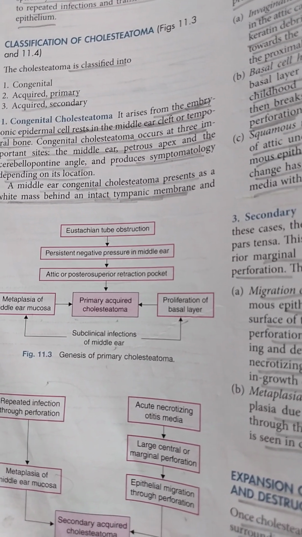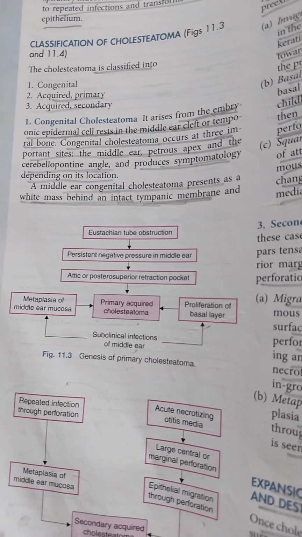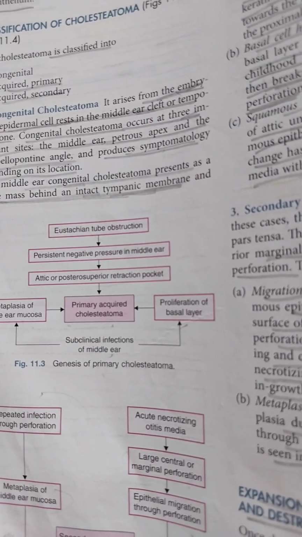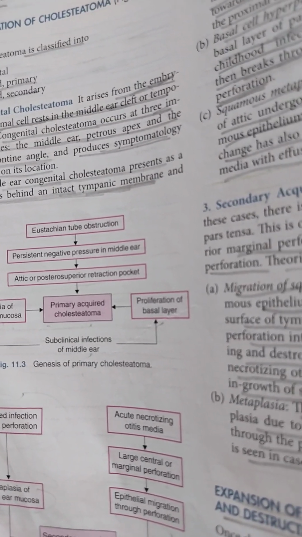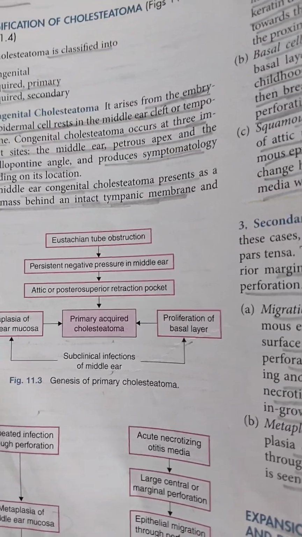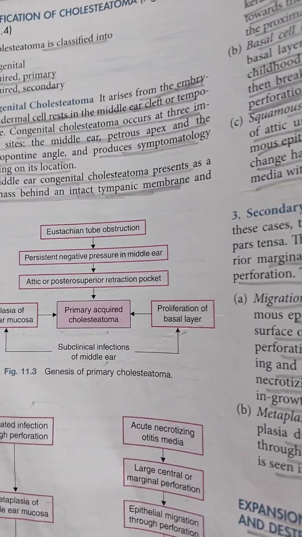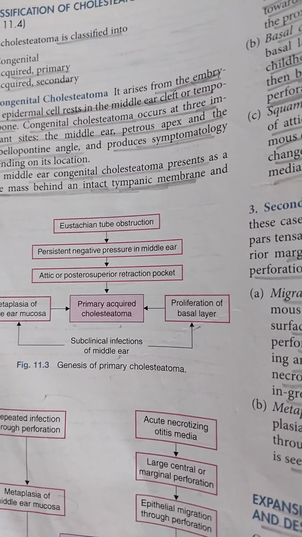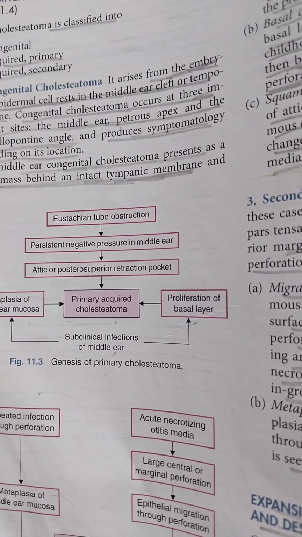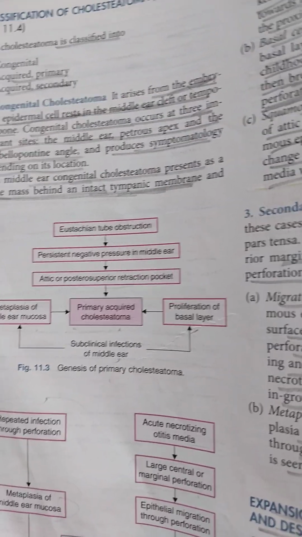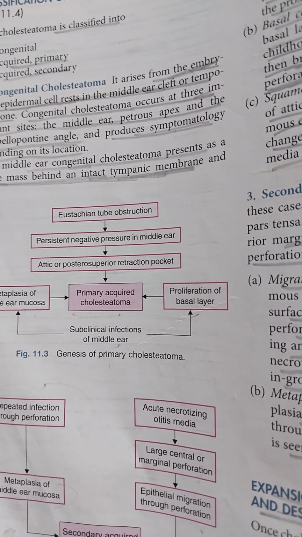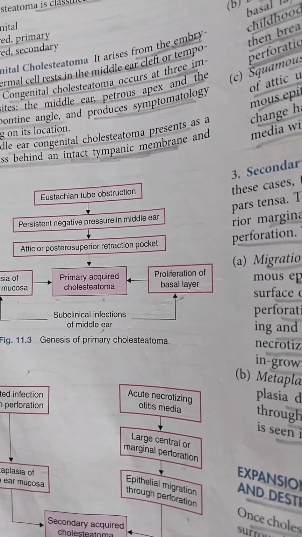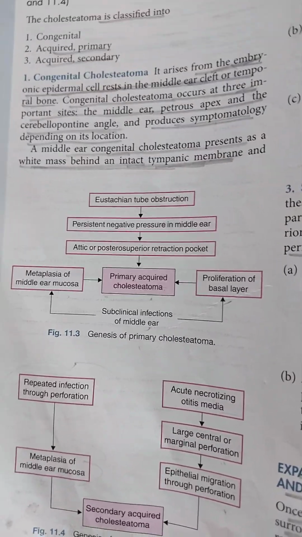Sometimes proliferation of the basal layer and metaplasia of middle ear mucosa occurs due to subclinical infections of the middle ear, which further leads to primary acquired cholesteatoma. So due to ET obstruction there is a negative pressure in the ear, so there is creation of the retraction pocket, leading to the cholesteatoma, and sometimes metaplasia of the middle ear mucosa and proliferation of the basal layer also lead to primary acquired cholesteatoma, right?